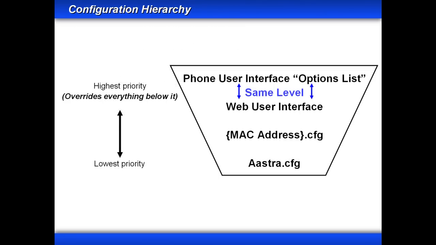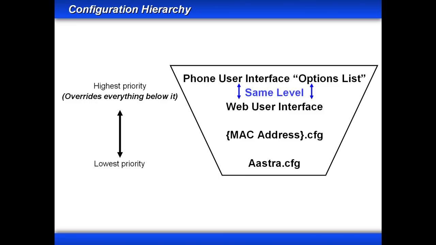Let's do a quick review of the four methods used to configure the phone and the hierarchy of these four methods. As we learned in the last module, the phone user interface and the web user interface have the highest level of priority when it comes to configuring the phone. These two methods update a file on the phone called the local.config. They require that we log into the phone in real time to update the parameters, and they're generally used to display and modify the parameters rather than to configure the initial setup.